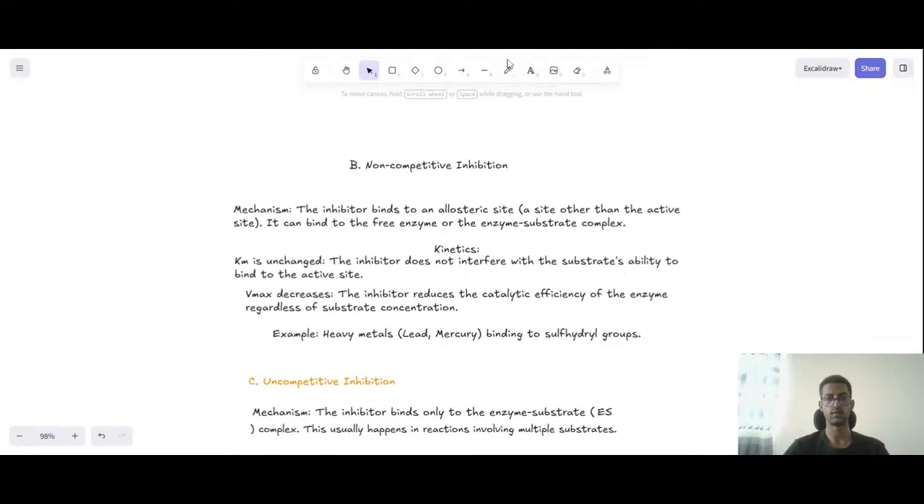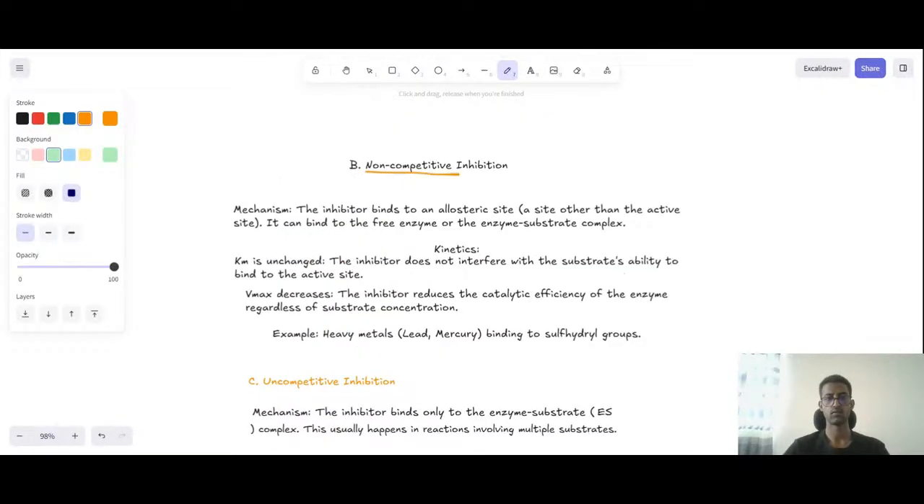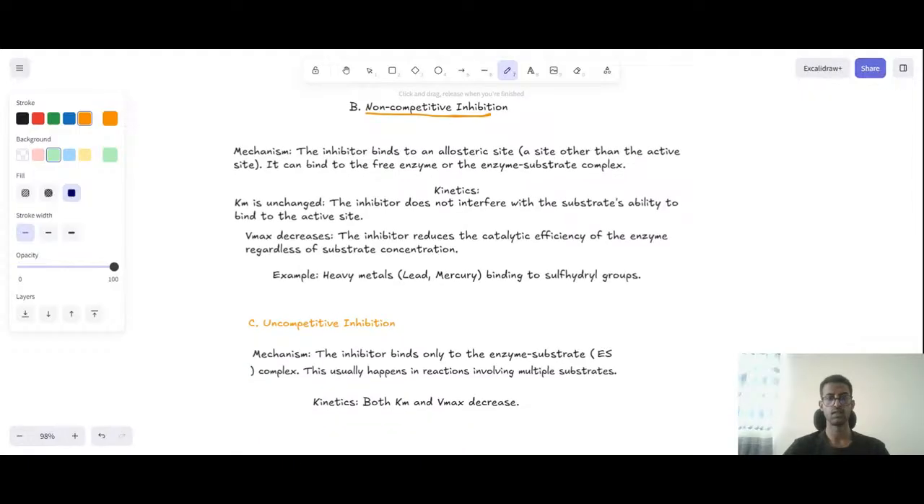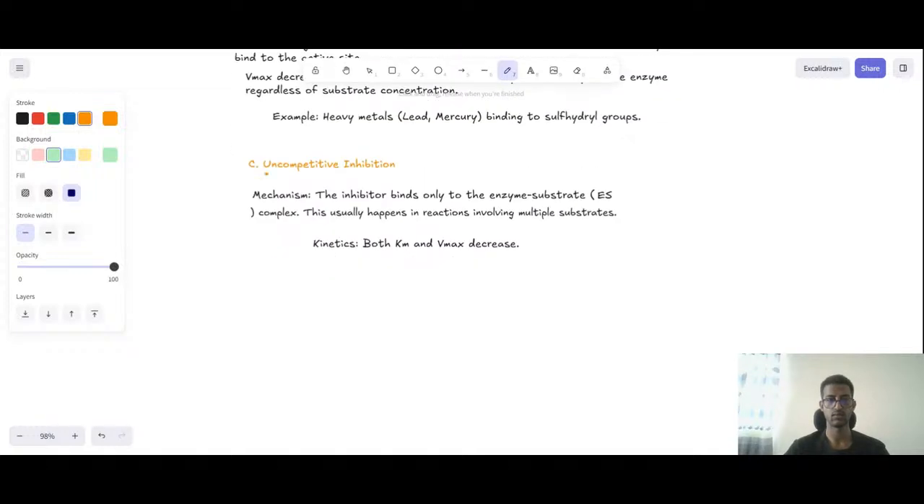Okay, so non-competitive inhibitor. So the mechanism: the inhibitor binds to an allosteric site, so a site other than the active site. This is a non-competitive inhibitor, so it can bind to free enzyme. Then let's move on to this.